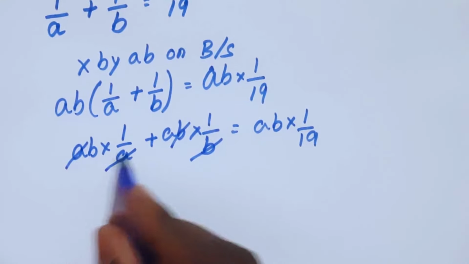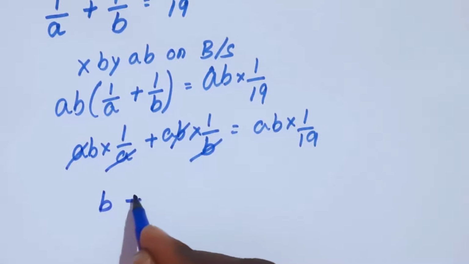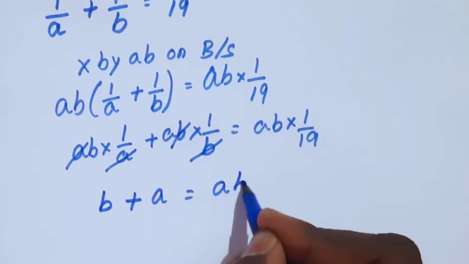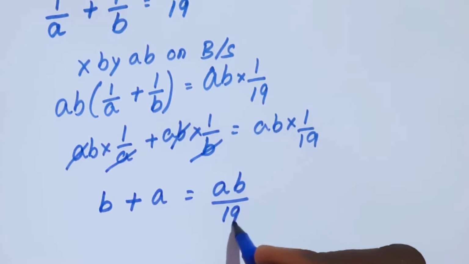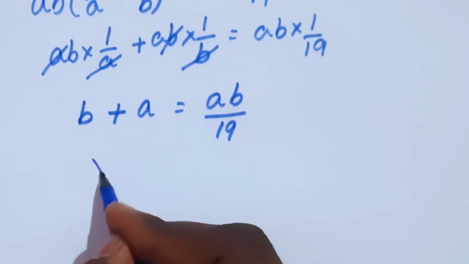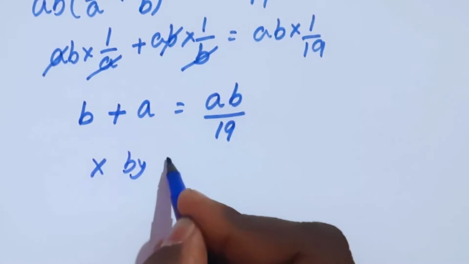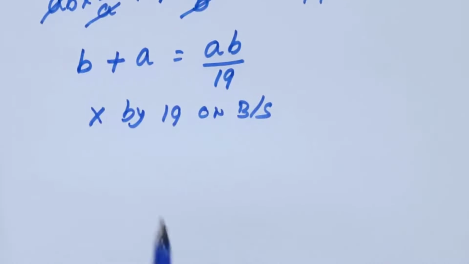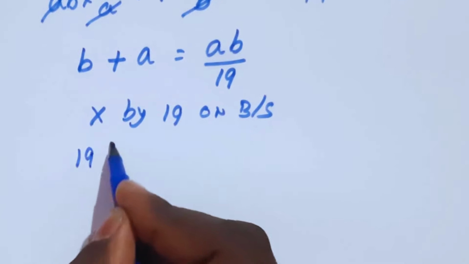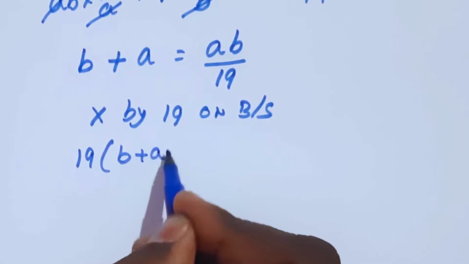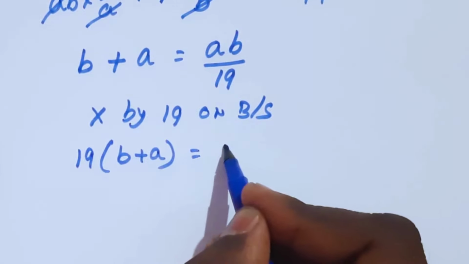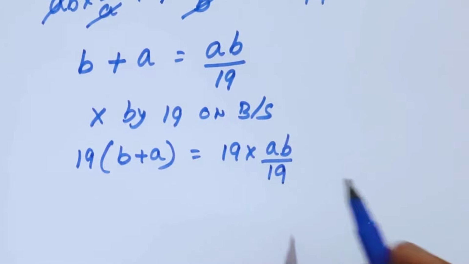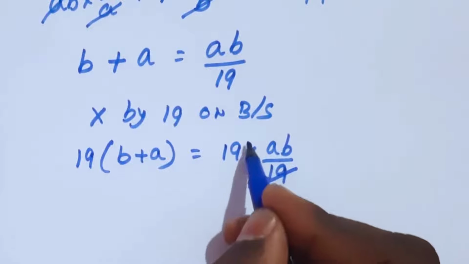So we have B plus A equal to AB by 19. Now we are going to multiply by 19 on both sides. So we'll get 19 open bracket B plus A equal to 19 times AB by 19. Now this 19 cancels this.